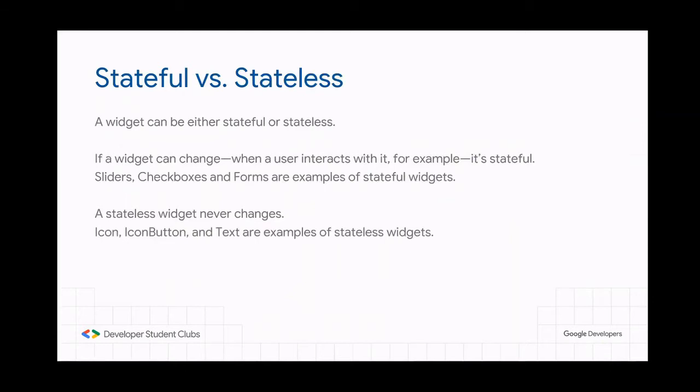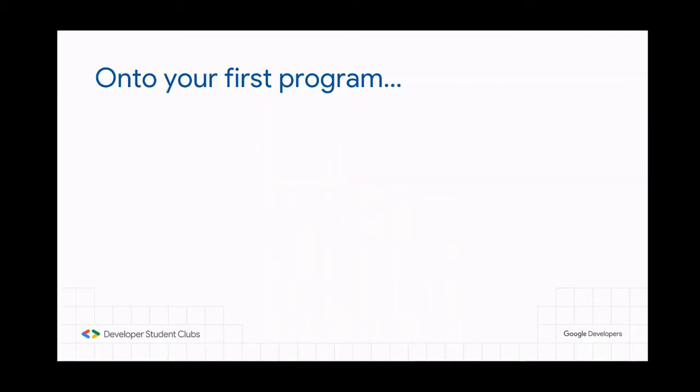And there are two different kinds of widgets: stateful and stateless. Stateful widgets are those that can change throughout the course of the program, such as sliders, checkboxes, forms, etc. Whereas stateless widgets are ones that never change, such as icons, text, labels, etc. On to the first program.